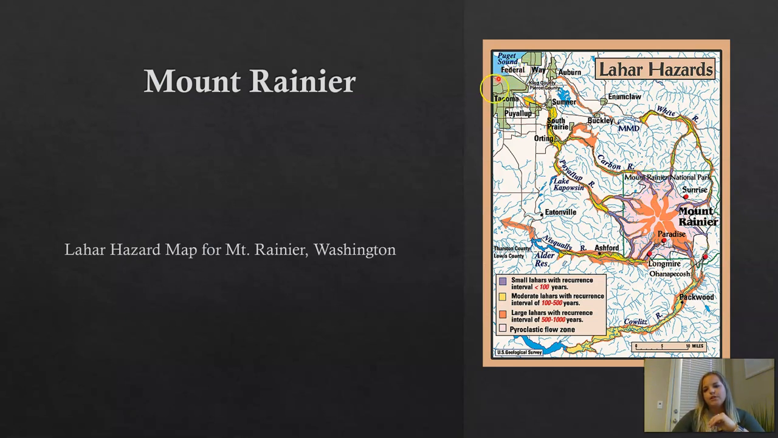So Tacoma, Washington is here on the northwest side of the map. And Mount Rainier has several drainages leading from its summit, and most of them will lead right down in the Tacoma area. So there will be a very large lahar hazard in the event that Mount Rainier erupts.